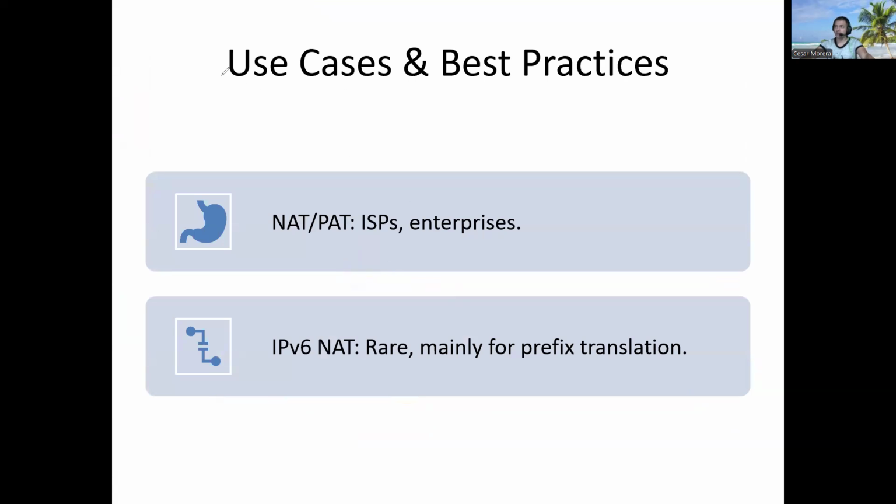Now, let me clear the board for a moment and let's talk about use cases and best practices. NAT and PAT are used by internet service providers, or ISPs, and enterprise companies, large companies. NAT IPv6 is rarely used, mainly for prefix translation only and for emergencies. That will be the main reason we use NAT IPv6: for prefix translation when required.